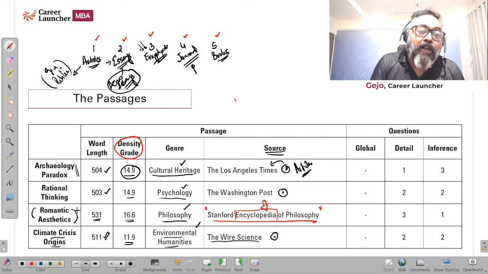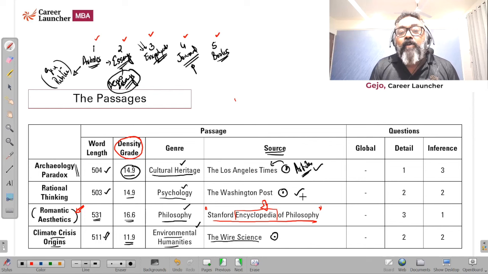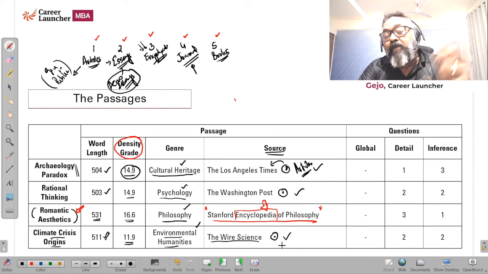But to be fair to the question creators, they picked up quite a lot of articles, which is something you see in this particular CAT, at least this particular slot. This is the sort of difference we found from the previous CATs of 2020, 2021 or 2022. In 2023, you had more articles.